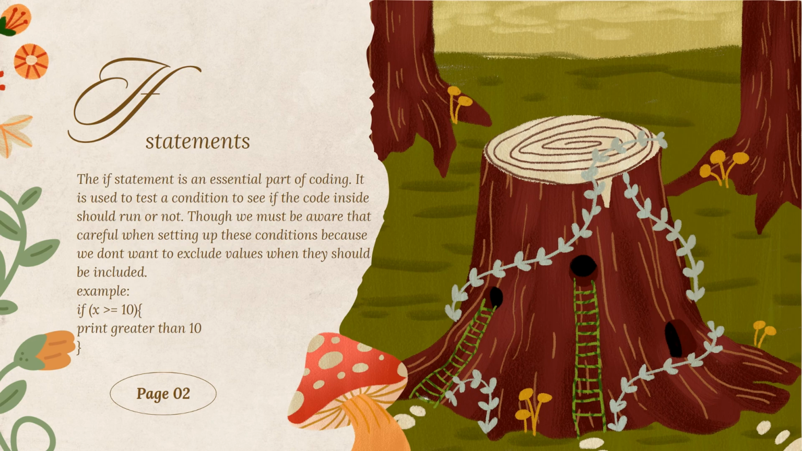So the if statement is an essential part of coding. It is used to test a condition to see if the code inside is true or not. Though we must be aware that the conditions that we set don't exclude or include values we don't want. The example here is if x is greater than or equal to 10, print greater than 10, and this would be wrong because it should not be including equals if we want to say it's greater than 10, because clearly it can still be equal to 10.